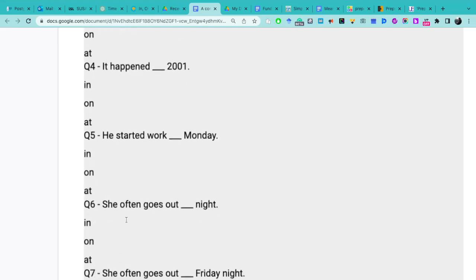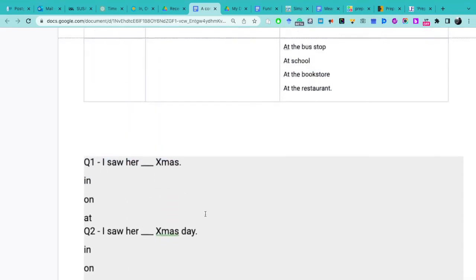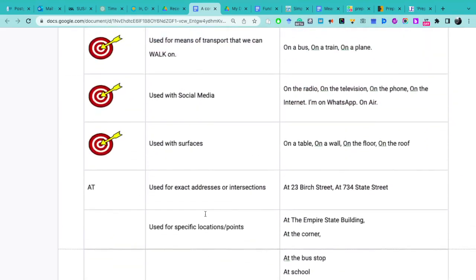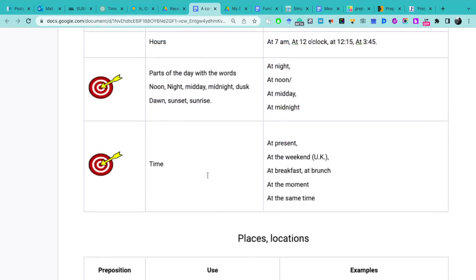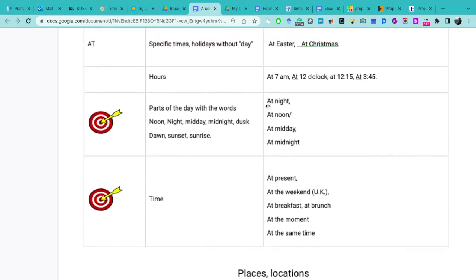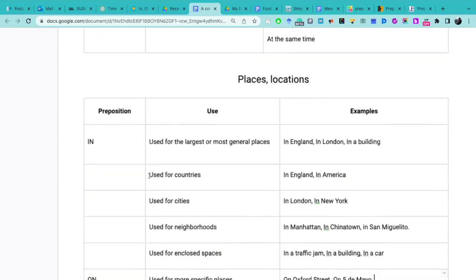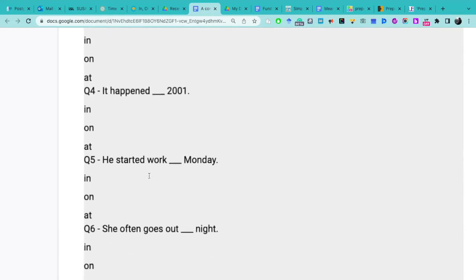Question number six: she often goes out in, on, at. Yes, you got it. At is the answer. At night, because with the word night, we use the preposition at. When we talk about time, with phrases like at night, at noon, at midday, here's the rule, and it's highlighted with the target picture, so it means that it's a little bit tricky sometimes. So let's go back to the quiz.